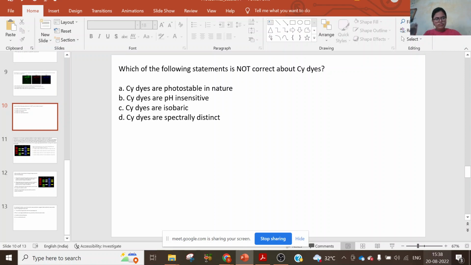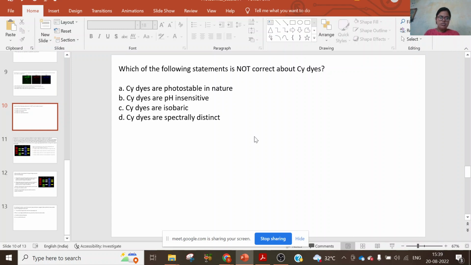It's pH insensitive. Okay. Any other response? Any other one wants to guess? No, option C. Cy dyes are isobaric. Okay. So the correct option is C.